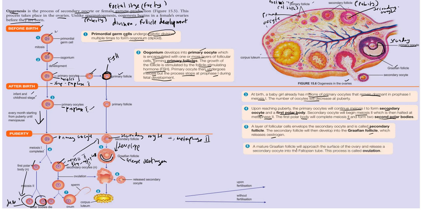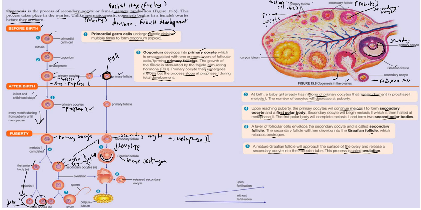Number 6: a mature Graafian follicle will approach the surface of the ovary and release a secondary oocyte into the fallopian tube. This process is called ovulation. So at number 6 here, the mature Graafian follicle will approach the surface here, and then it will release the secondary oocyte to the fallopian tube.